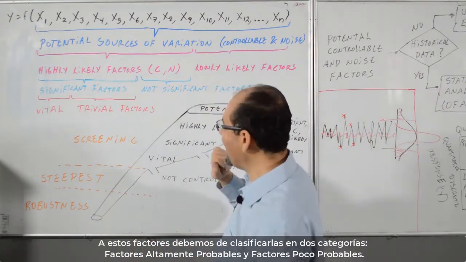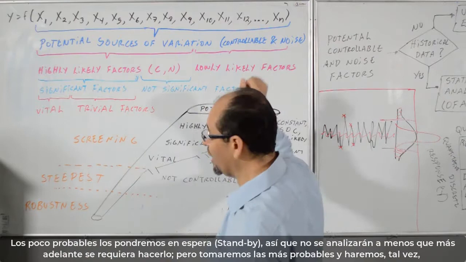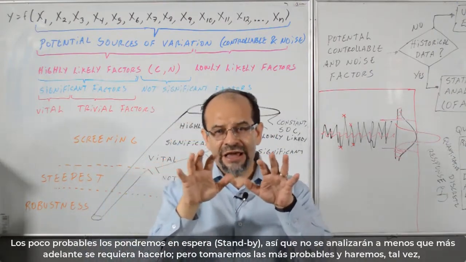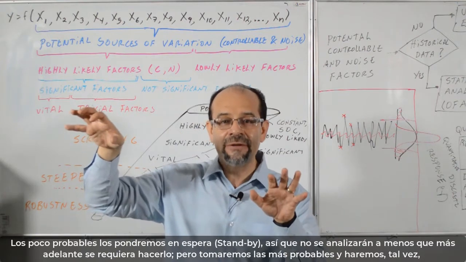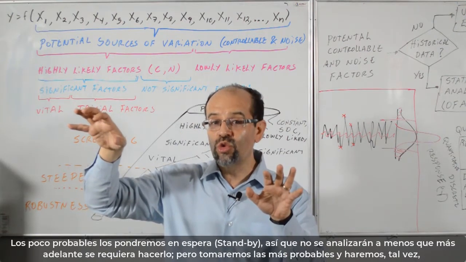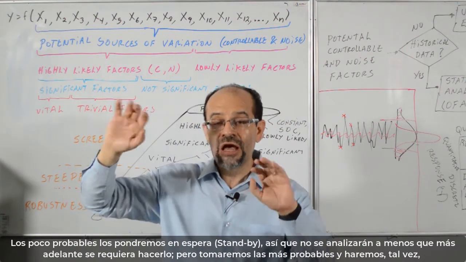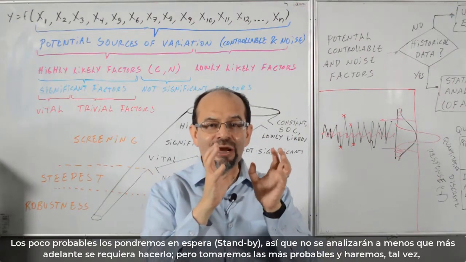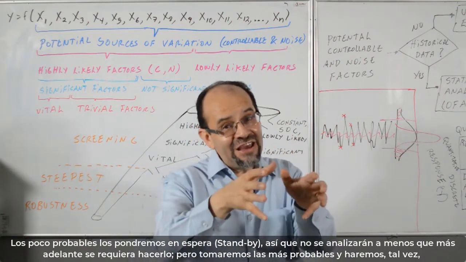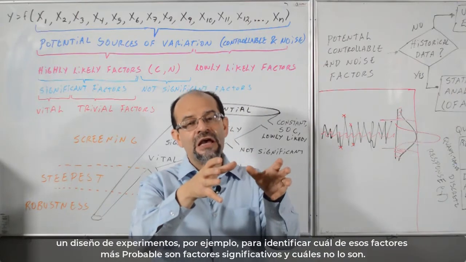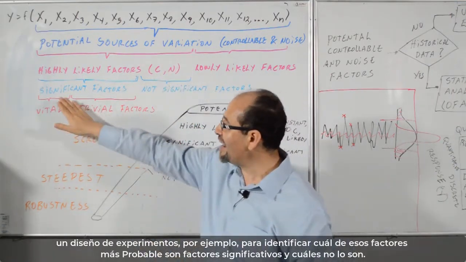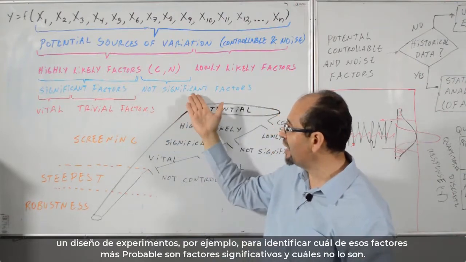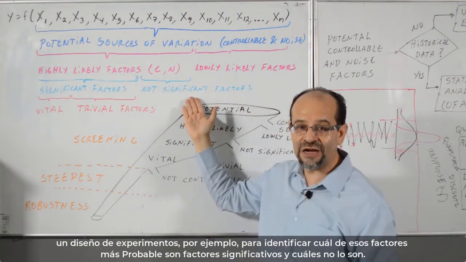Now, of those, we want to classify them in two categories: highly likely and lowly likely factors. The lowly likely ones will be put on standby. Right now we are not going to do further analysis on those, but we are going to take the highly likely ones and do maybe a design of experiment, for instance, to identify which of those highly likely factors are significant and which are not significant.